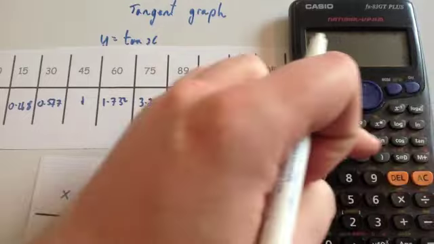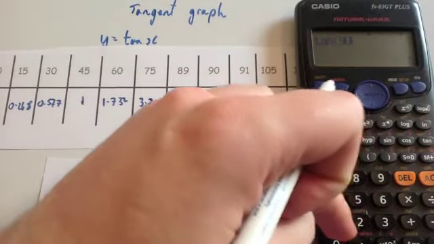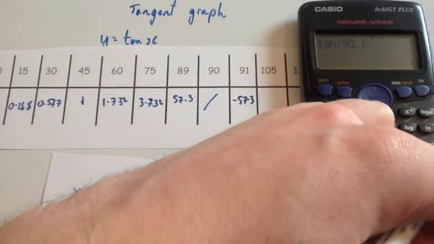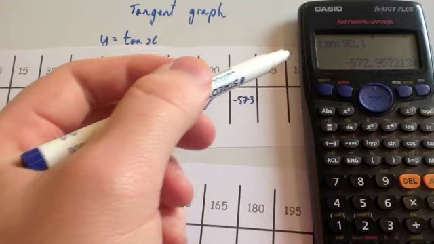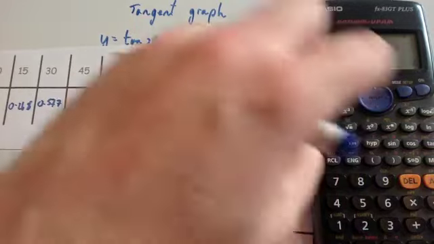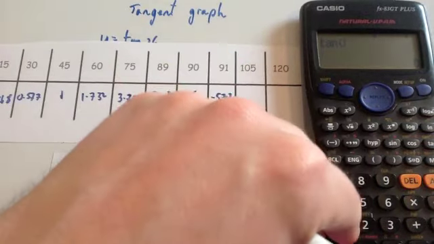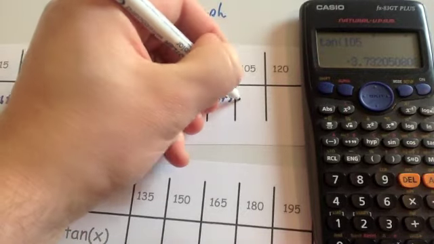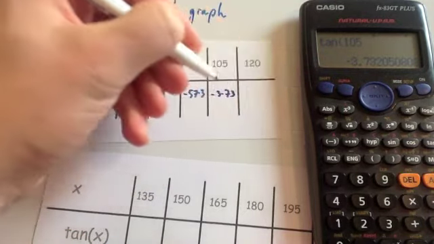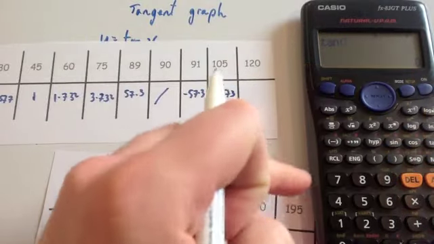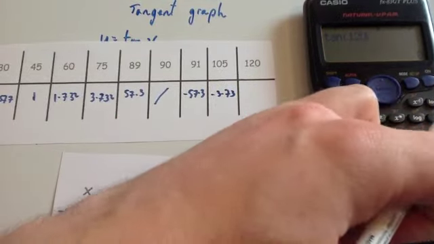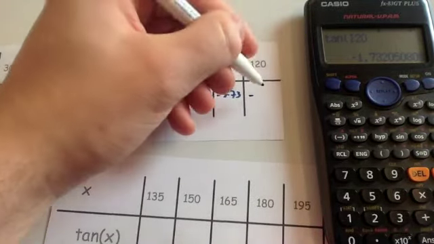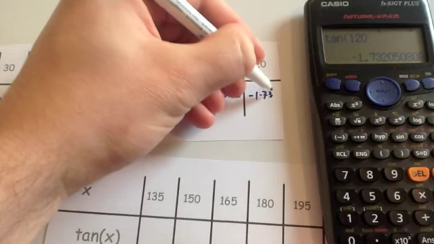I wonder what would happen if I actually did the tan of 90.1, so just going slightly above 90 degrees. It's minus 572, so it's really large. Okay, the tan of 105 is then minus 3.73. The tan of 120 degrees is the negative value of the tan of 60, so minus 1.732.